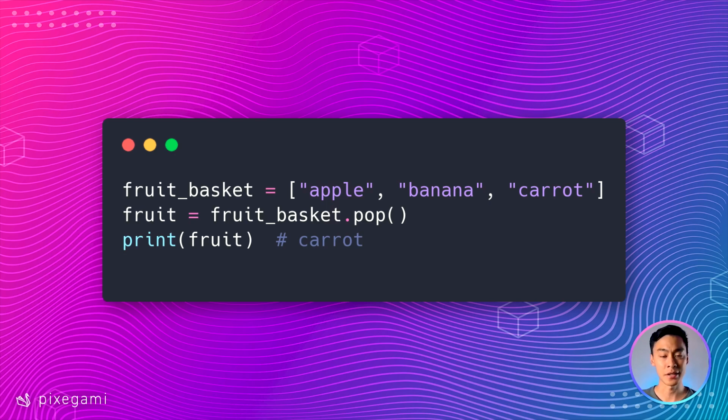Imagine I type something like this, fruit basket, and it's got the apple, banana, and the carrot, and then I type fruit equals fruit basket dot pop. Now, the value of the item that was popped, in this case the carrot because it's at the end of the list, will be stored in fruit, because usually it's very common that when you remove something from a list, it's because you want to do something with it. So by using pop, you can both remove it and have it available for you to use.